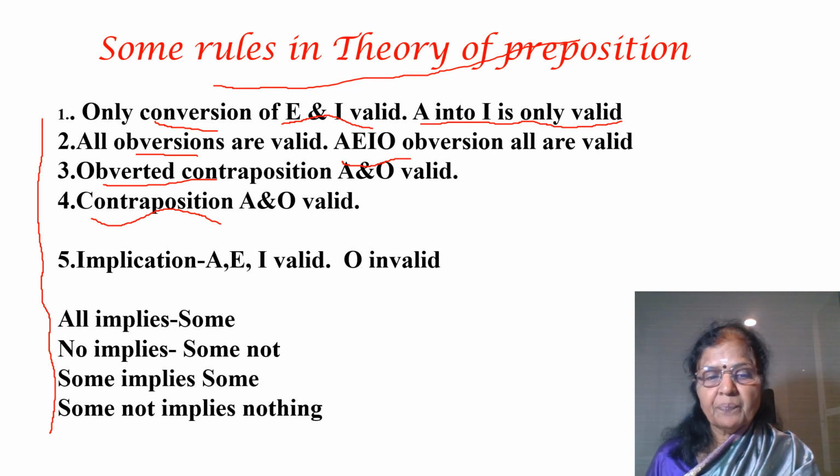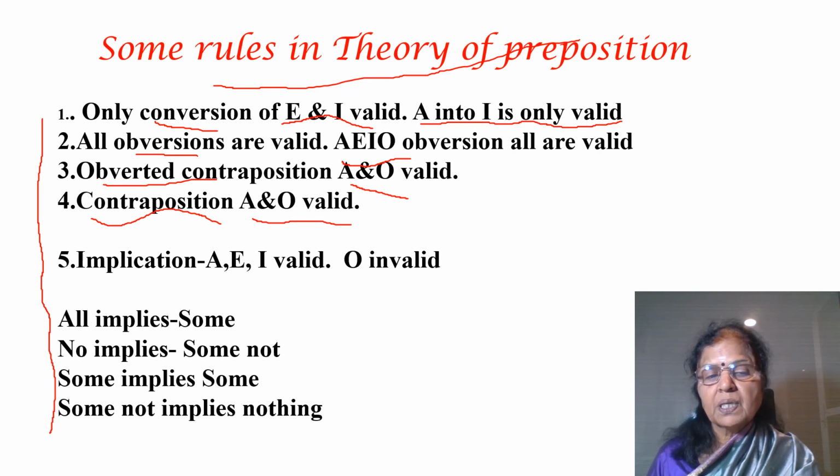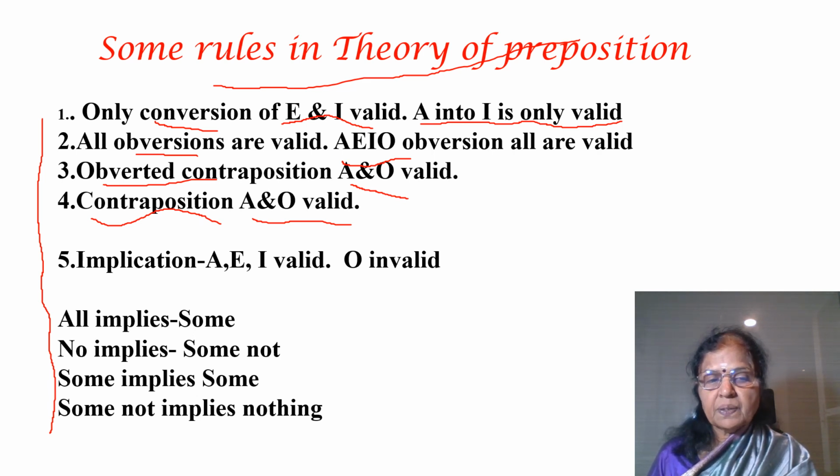So that is valid. And obverted contraposition, if you are doing it, the obverted contrapositions of A and O are valid. And in the same way, contraposition also, A and O are valid. The other two types are not valid. Okay, learn this by heart. And also implication, that is from immediate inference, only A, E, I are valid, and implication from O is invalid.